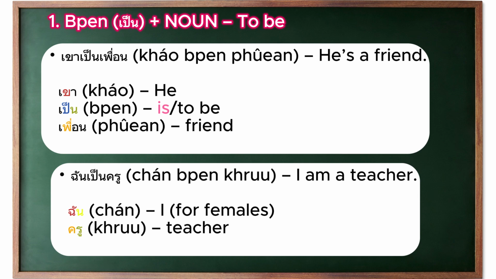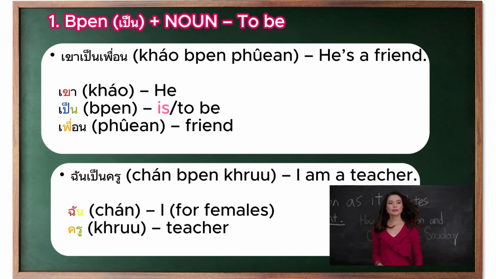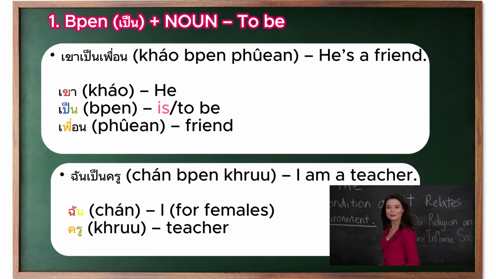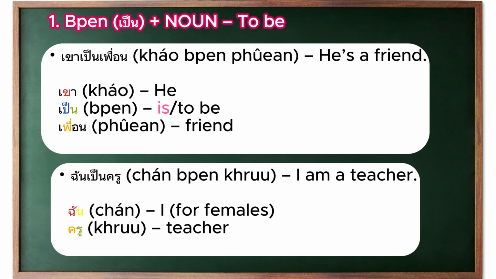เพื่อน means friend. Another example. ฉันเป็นครู, I am a teacher. ฉัน, I for females. ครู means teacher.